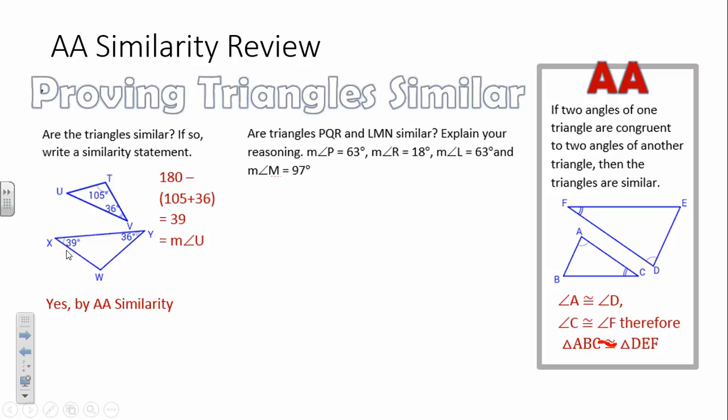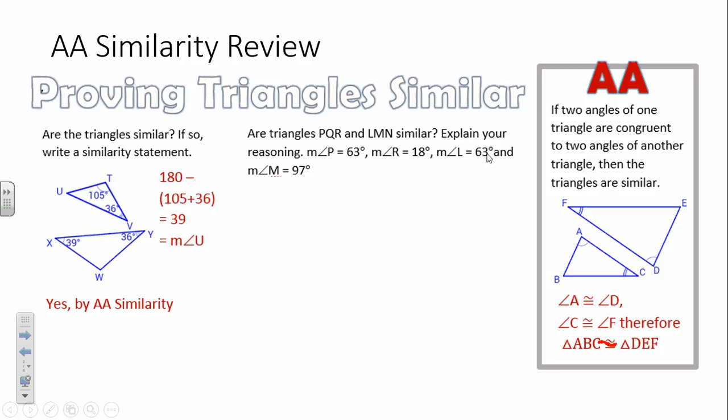In this next example, we wanted to find out if triangle PQR and triangle LMN are similar, and we want to explain our reasoning. So the measure of angle P is 63 degrees, and the measure of angle R is 18. The thing that's missing from this particular example is the pictures. So you can certainly draw the triangles. You don't have to have perfect measures, but just draw two triangles that appear to be similar, label them, give P a measure of 63, R a measure of 18, L a measure of 63, and M a measure of 97.